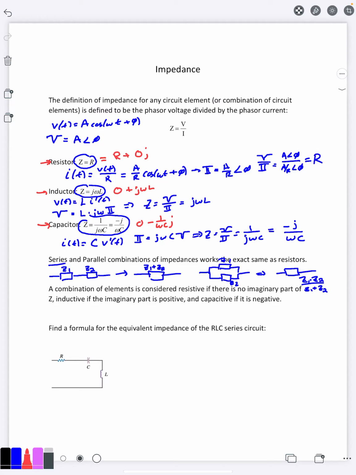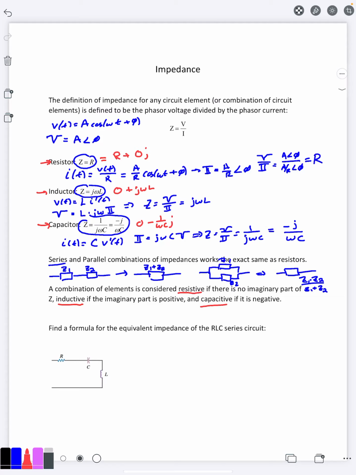So what we're going to do is if we combine a bunch of things together, if at the end the result has no imaginary part, it all cancels out, we're going to call that circuit resistive. On the other hand, if you combine it all together and it has an imaginary part that's positive, we're going to call that an inductive circuit. And lastly, if the imaginary part is negative, we're going to call that a capacitive circuit. So it's just a name to describe what's happening overall in a circuit.